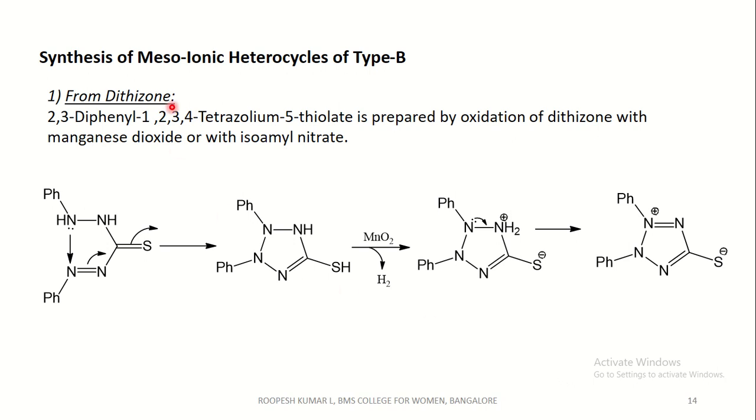From dithizone, 2,3-diphenyl 1,2,3,4-tetrazolium 5-thiolate is prepared by oxidation of dithizone with manganese dioxide or sometimes with isoamyl nitrite. This is a 2,3-diphenyl. This is a dithizone.